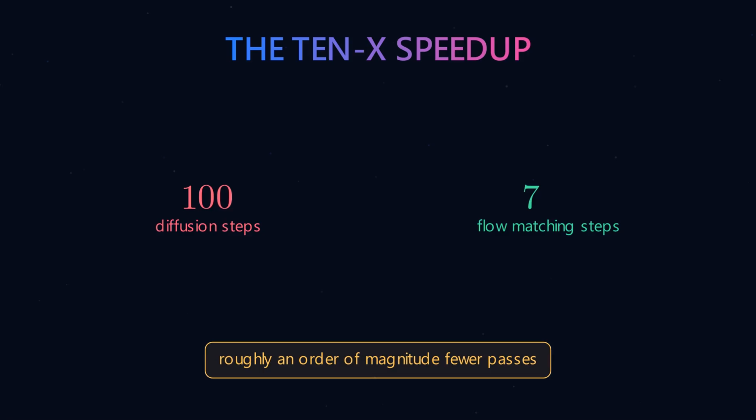A diffusion sampler might need 50 or 100 network evaluations to render one clean image. A well-trained flow matching model, riding on straightened, near-linear paths, can often get a comparable result in 5 to 10 steps, and heavily distilled variants push toward a single step. That's not a minor optimization. It's roughly an order of magnitude fewer forward passes through a very large network, which translates directly into faster products and dramatically cheaper inference at scale.